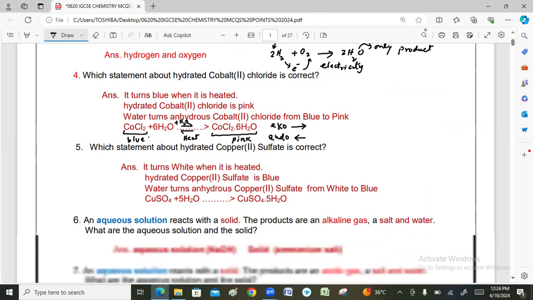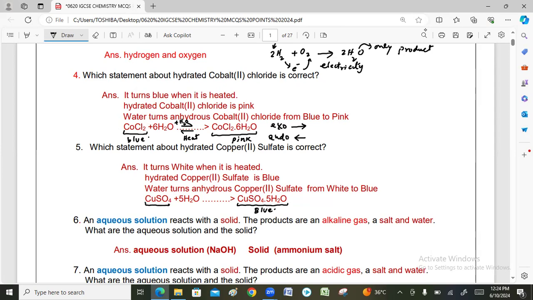Now, there is another substance which can also be used to test the presence of water, that is anhydrous copper(II) sulfate. So these are the two reagents used to test the presence of water: anhydrous cobalt(II) chloride and anhydrous copper(II) sulfate. So just look at this. This is hydrated copper(II) sulfate, or copper(II) sulfate pentahydrate. The color of hydrated copper(II) sulfate is blue. These are the water of crystallization, and anhydrous copper(II) sulfate is white.